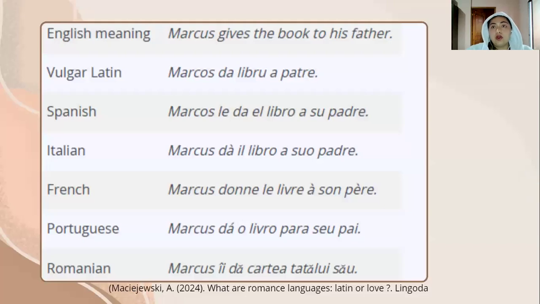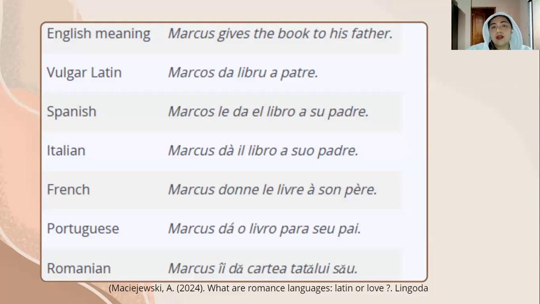The next is an example of how the Romance language family sounds. In Vulgar Latin: Marcus da libro a patri. In Spanish, it sounds like: Marcus le da el libro a su padre, very similar. In Italian: Marcus da el libro a seu padre, still similar.